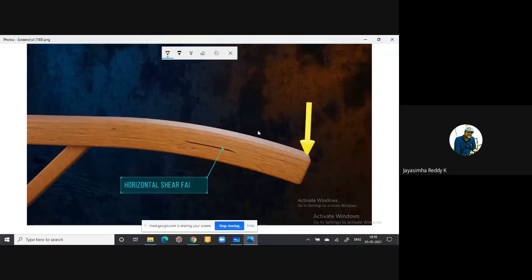Bending stress will be maximum at the extreme fibers and will be zero at the neutral axis. That is bending stress. Whereas shear stress will be maximum at the neutral axis and will be zero here and will be zero here. Is it clear, students? So there is a lot of difference between shear stress and bending stress.